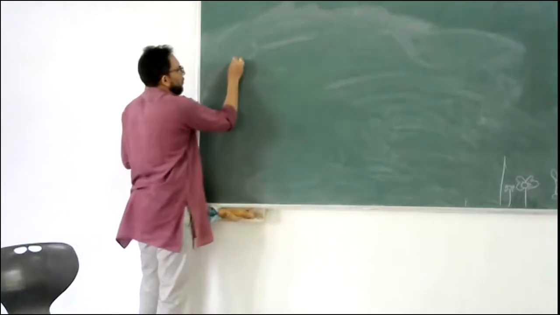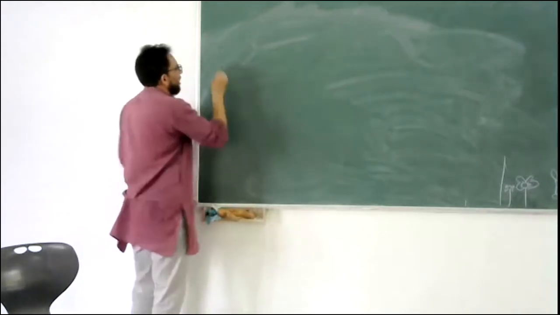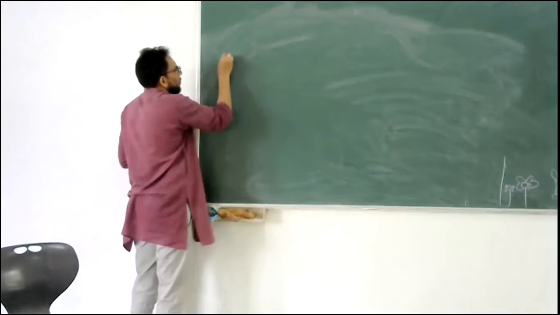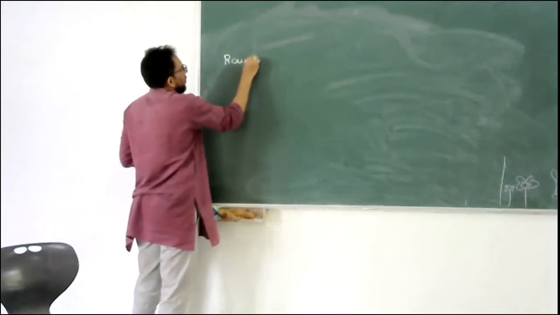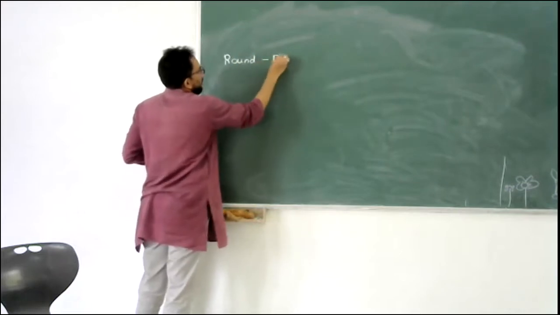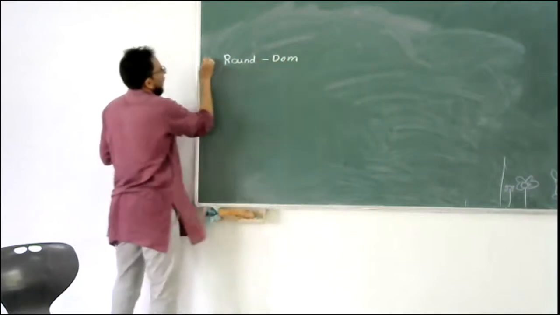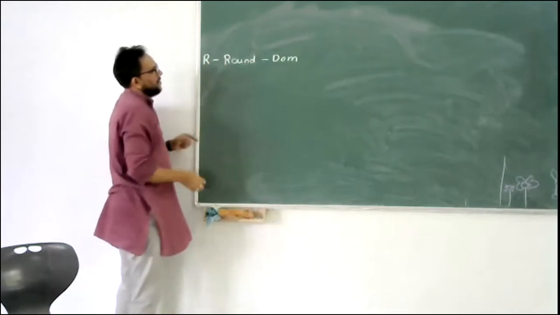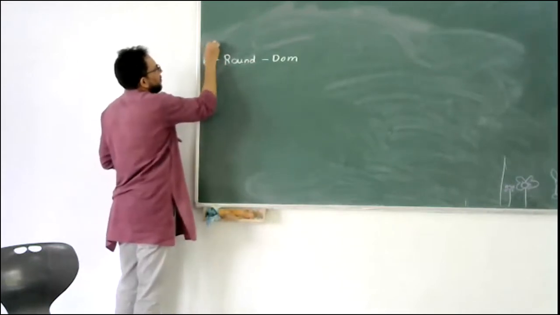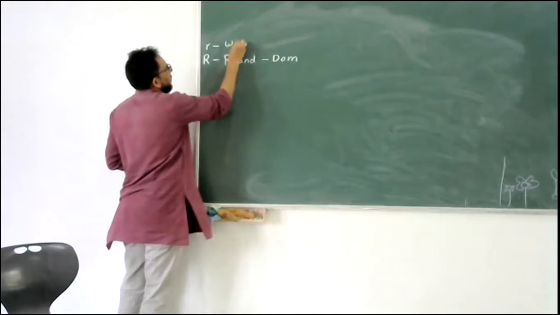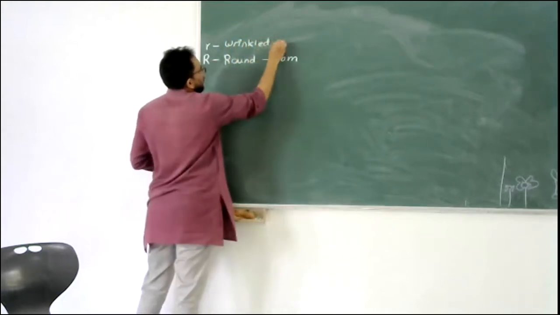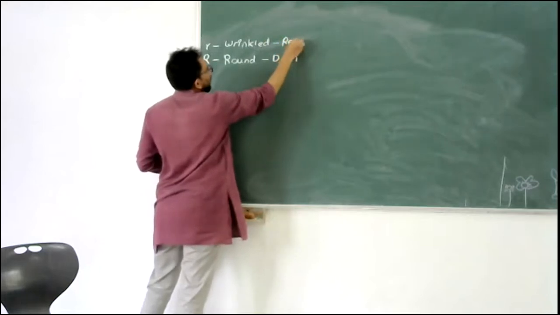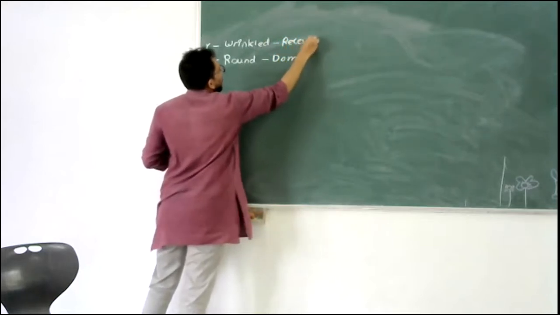So in the last class we had seen this. Let's say we talk of round, which is dominant, and it will be denoted by capital R. And let's say small r, that is wrinkled, and that is a recessive phenotype, right?